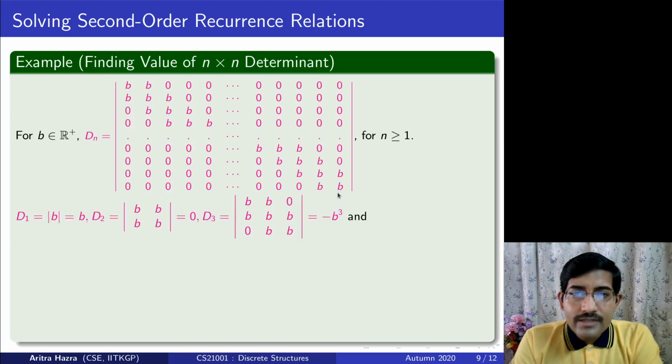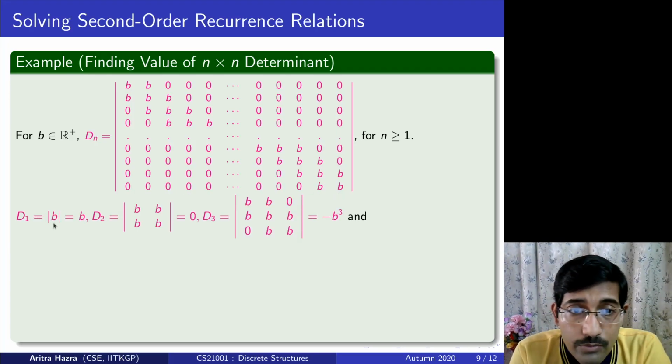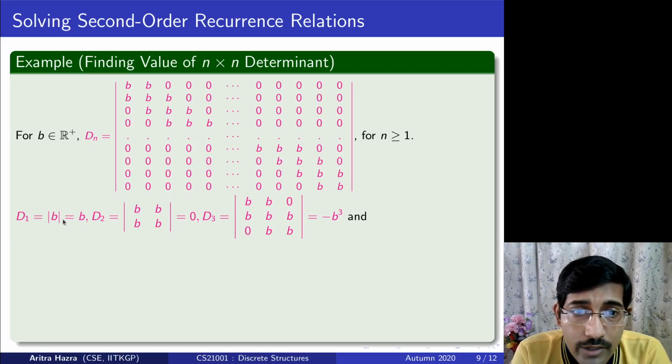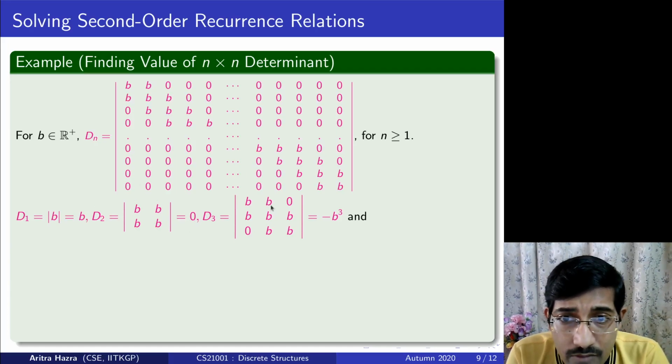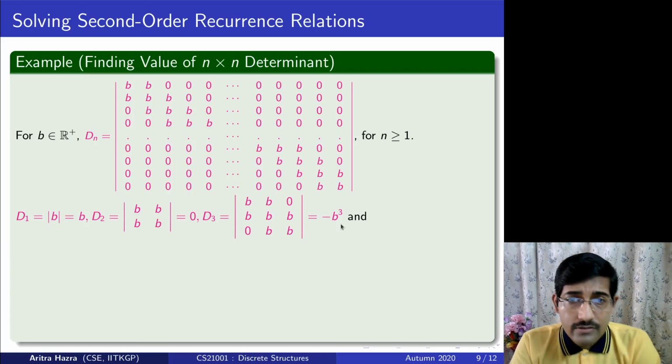So what is the base condition? First, if you have 1 cross 1, you have only 1 B, the first one, which is B. If you have 2 cross 2, you only have 4 B's here, which is 0. If you have 3 cross 3, 2B followed by 3B, and ending with 2B. If you compute it, it will be minus B cube. This is your recurrence's initial conditions.